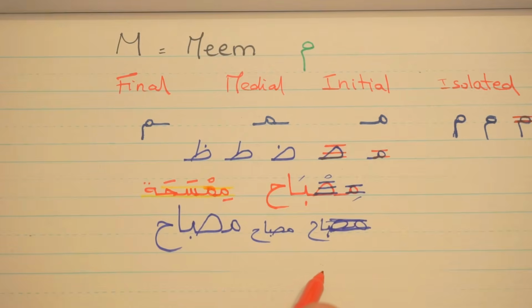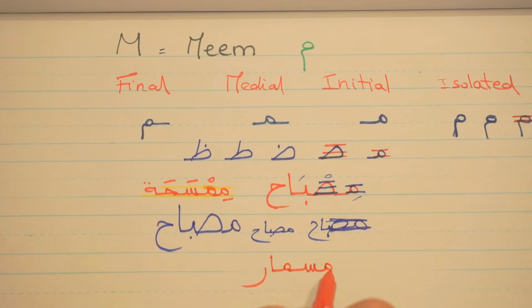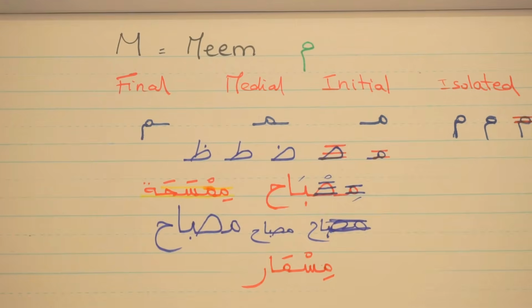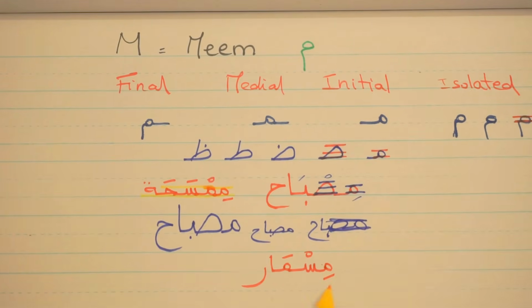Let's do mismar. Mismar. Meem. Watch the meem. Mismar. That's a nail. Mismar. Watch the level. Meem, seen, and meem, they're all on the same level.